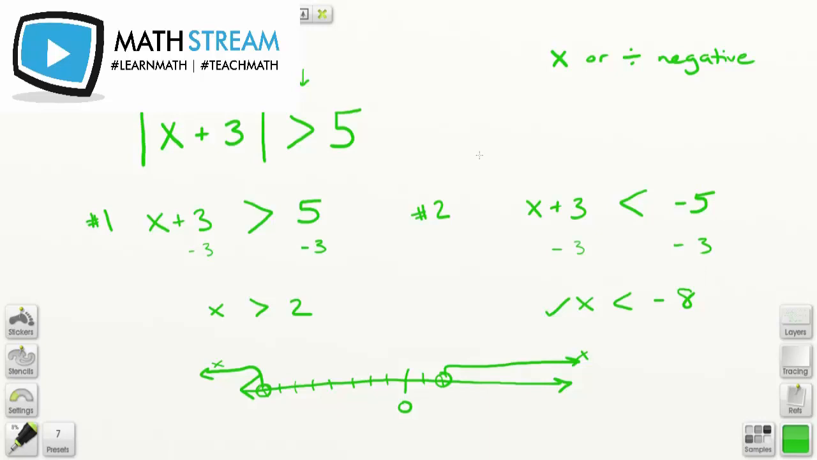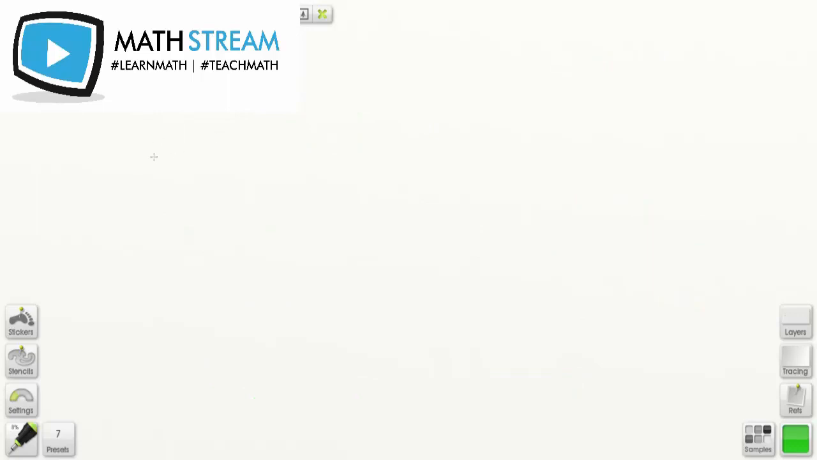Without switching the video, because we're basically just going to do the same thing, I want to show you a second example. It'll be the absolute value of x plus 3, but instead of greater than 5, it's going to be less than 5. So I'm going to delete all this, and instead of x plus 3 greater than 5, I have x plus 3 less than 5.